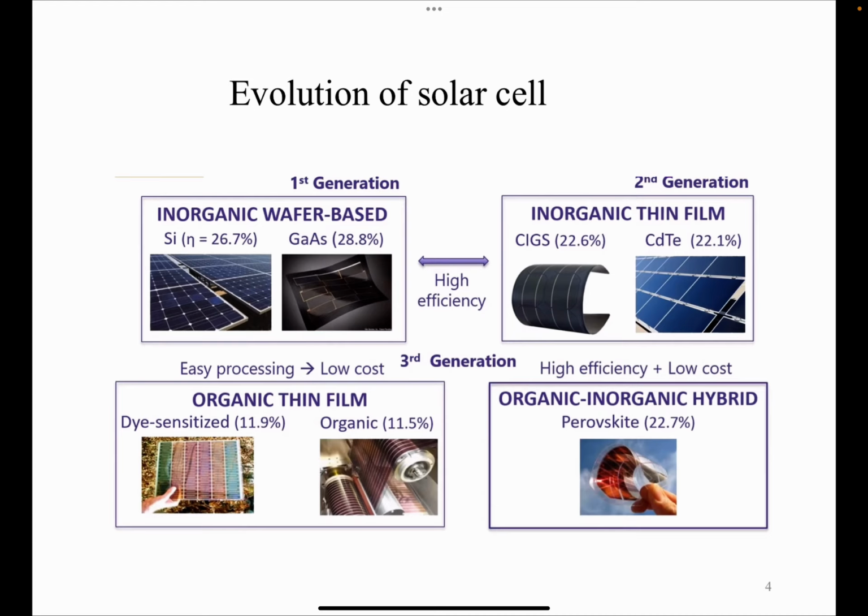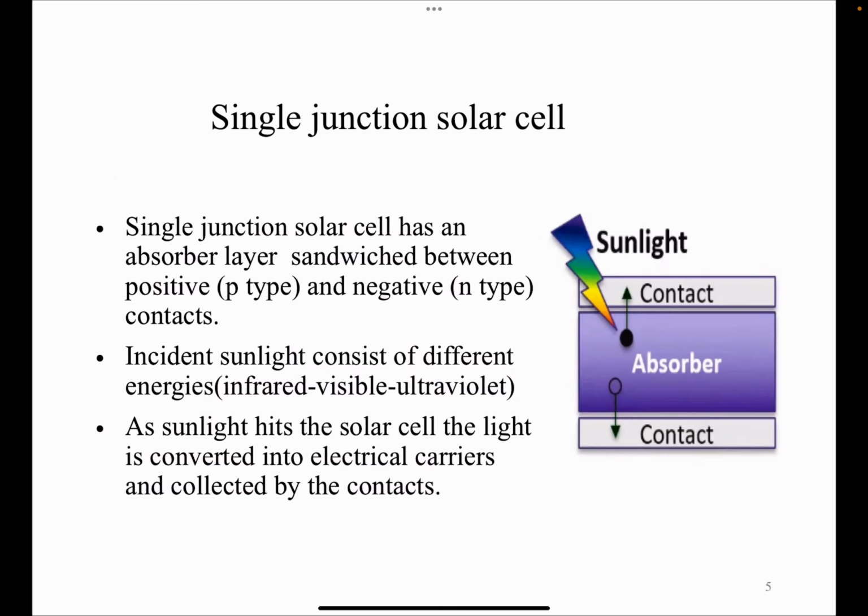Then for easy processing and low cost, we go for dye synthesized. But in the dye synthesized, it is very thin, but efficiency is not very good. Then we go for higher efficiency and lower cost, organic inorganic hybrid perovskite tandem solar cell, which is having higher efficiency. If you look at the single junction solar cell, it has an absorber layer and contacts. As the sunlight enters, it generates electron and hole pairs.